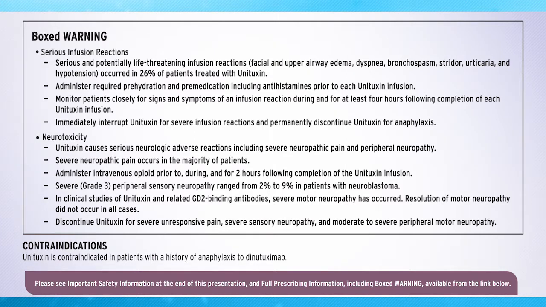Unituxin is contraindicated in patients with a history of anaphylaxis to Unituxin, dinutuximab. Please see important safety information at the end of this presentation, and full prescribing information, including boxed warning, available from the link below.